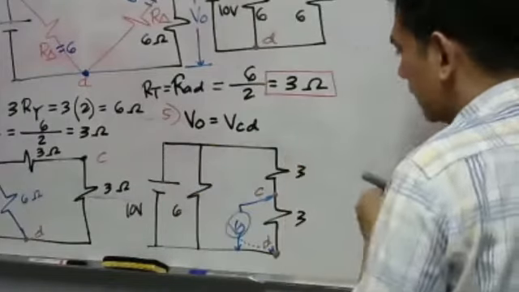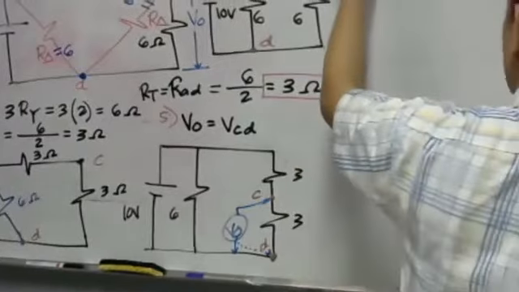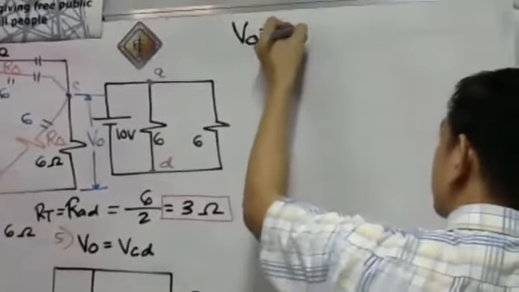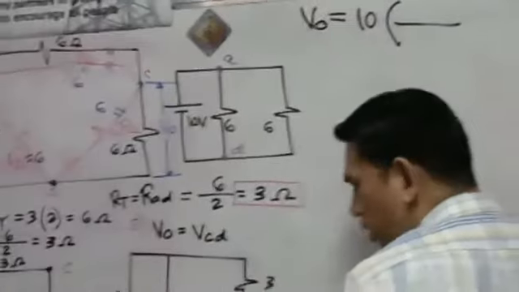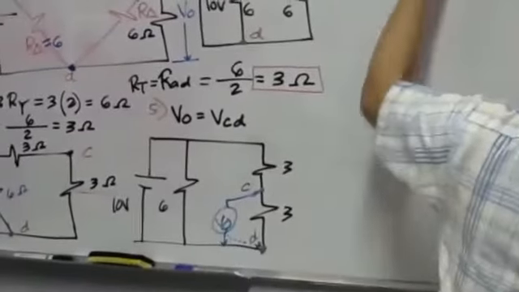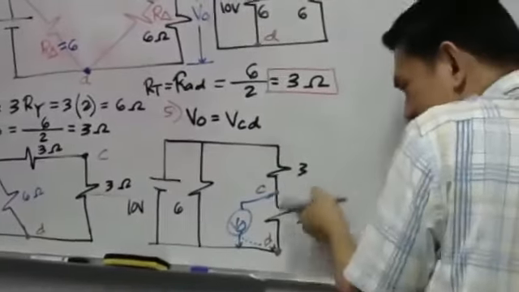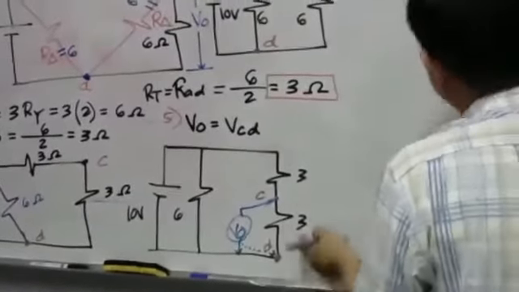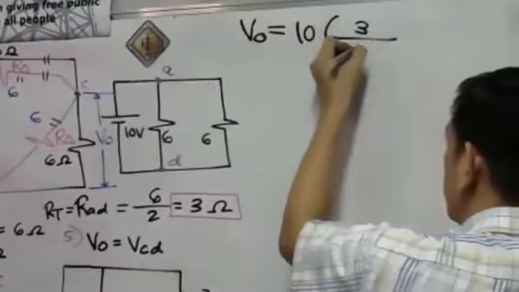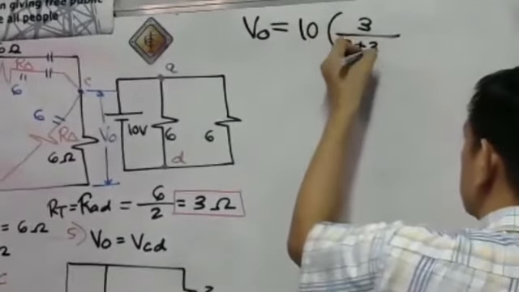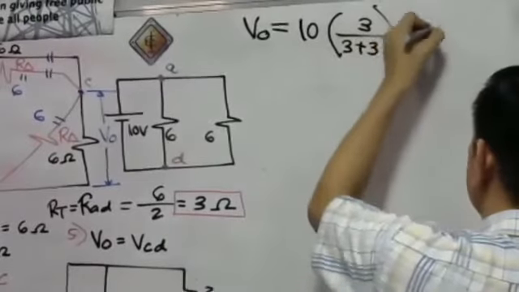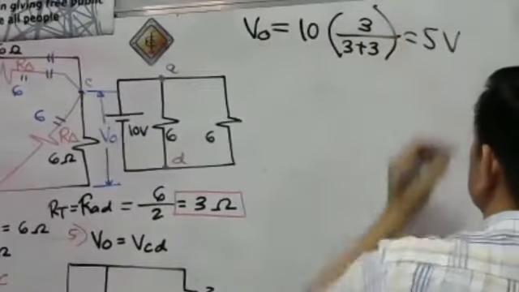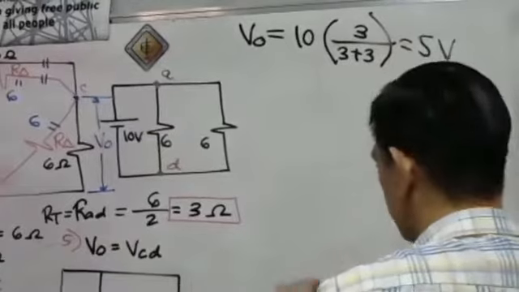Okay? So that's equal to the total voltage, which is 10, multiplied by the opposite resistance of V sub O. What is the opposite? We have 3, all over the sum of the 3 series resistors, which is 3 plus 3. 3 plus 3 is 6 actually. So that is 30 over 6. The answer would be 5 volts. That is the answer. Simple as 5 volts.